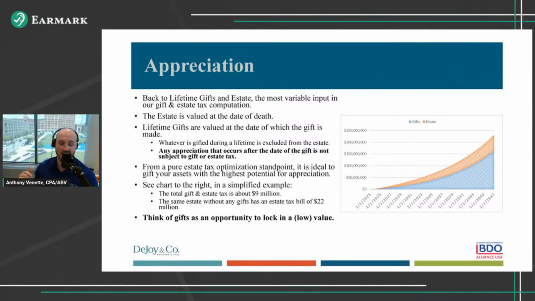So all that orange that's showing would be the delta between the two. And in terms of an actual tax amount, we're looking at about a $13 million difference. It'd be $22 million if we just focus on the estate. If we make the gifts, it would be about $9 million. So I want to think of gifts as an opportunity to lock in, preferably, a low value.